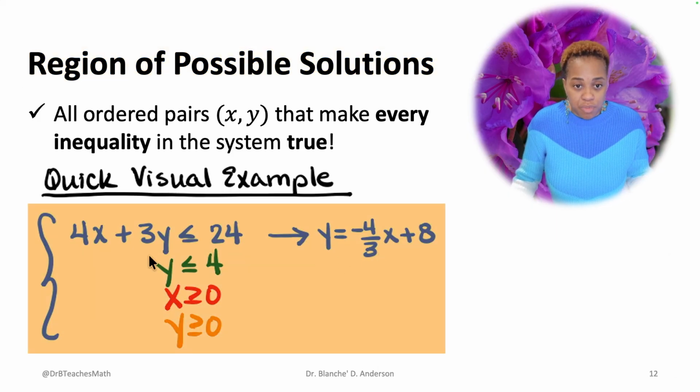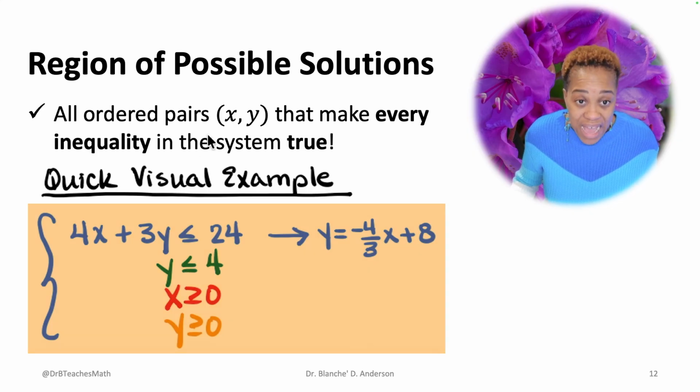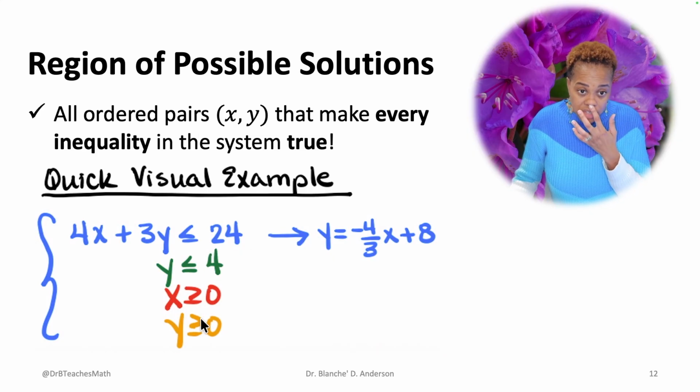So if you look at this particular one, 4x plus 3y is less than or equal to 24. Y is less than or equal to 4. X is greater than or equal to 0. And then y is greater than or equal to 0. So whatever ordered pairs I find, every single one of these has to be true. Now, I'm going to show you the graph of all of these just so you can see what I'm talking about.